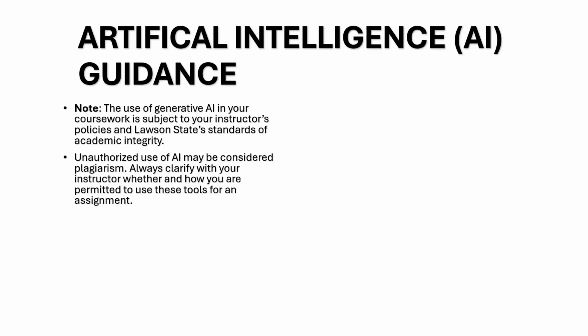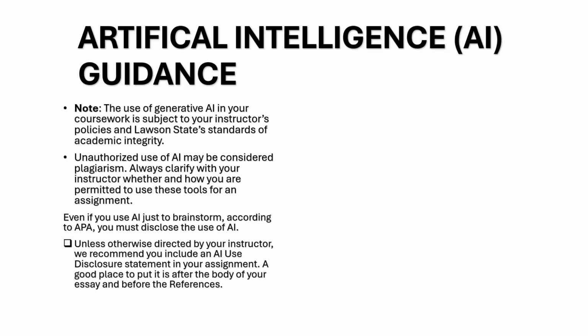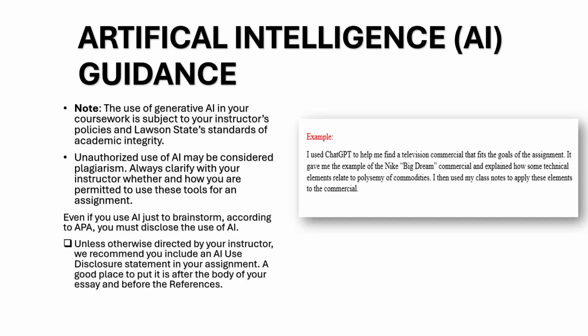According to APA guidelines, you must disclose the use of AI. Always clarify with your instructor whether and how you are permitted to use AI tools for an assignment. In the cases where you are permitted to use AI for a written assignment, we recommend that you include a disclosure statement in your paper just before the references page. This example here provides you with a sample of what your written disclosure statement should look like. It should be between 1 to 3 sentences in length and explain how you use the AI tool.